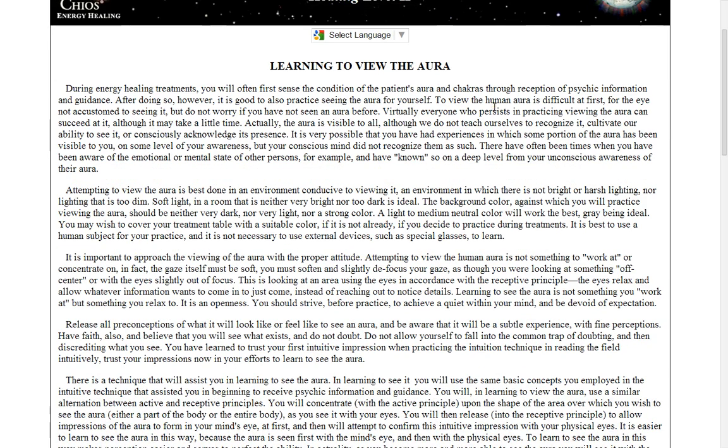To view the human aura is difficult at first, for the eye is not accustomed to seeing it. But do not worry if you have not seen an aura before. Virtually everyone who persists in practicing viewing the aura can succeed at it, although it may take a little time. Actually, the aura is visible to all, although we do not teach ourselves to recognize it, cultivate our ability to see it, or consciously acknowledge its presence.